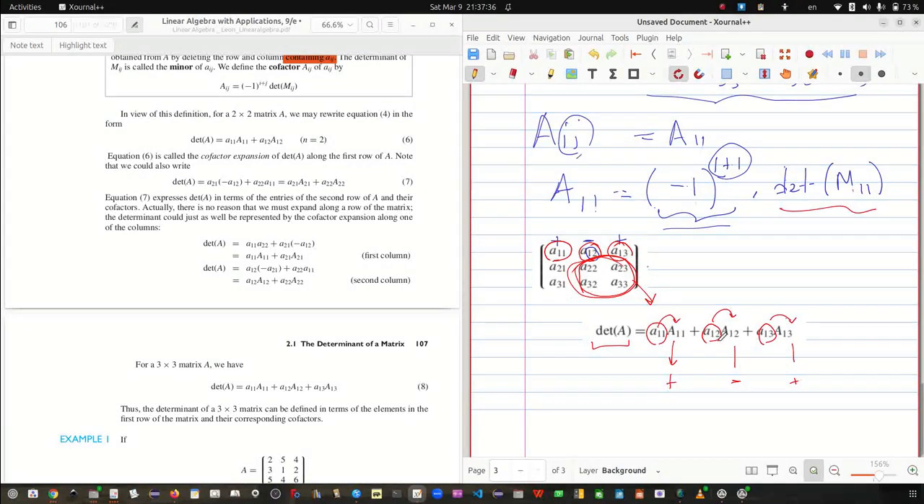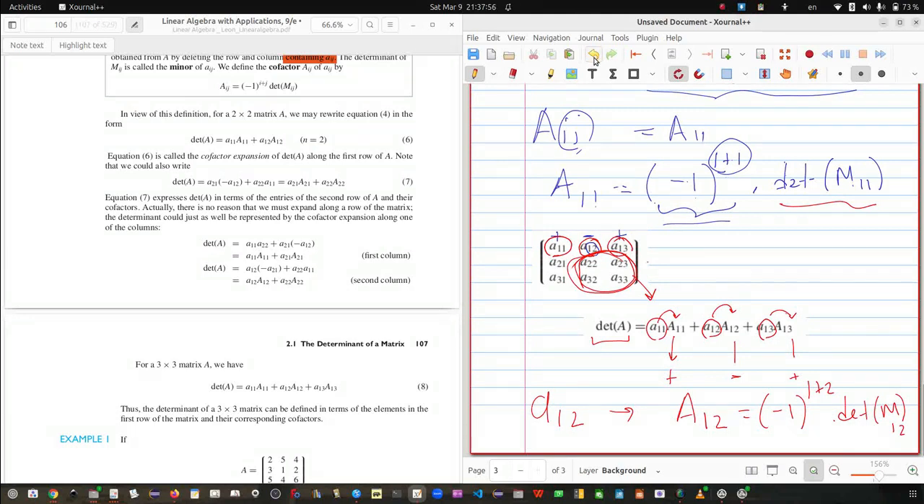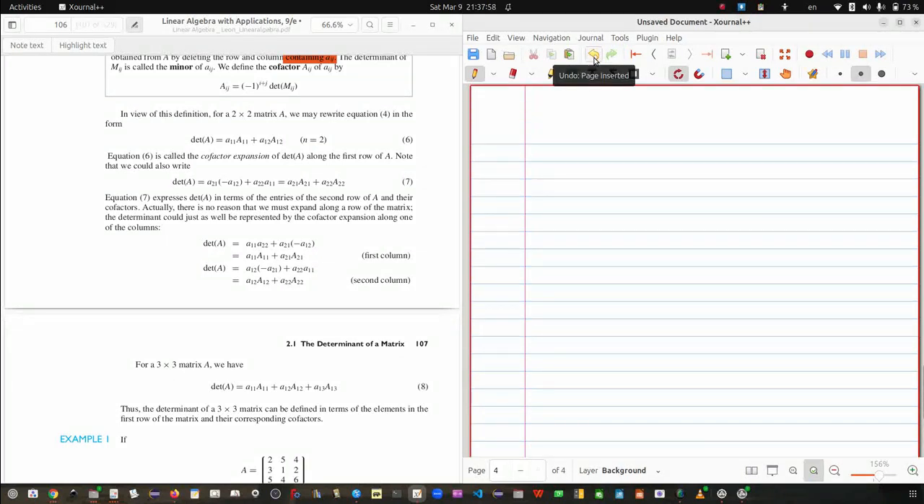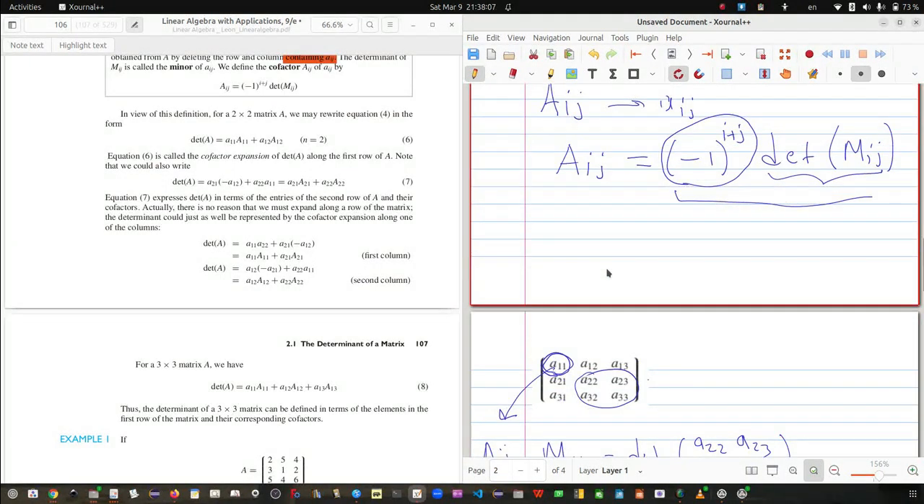Similarly, when we are talking about A12, then the cofactor A12 is equal to minus 1 to the power 1 plus 2 times the determinant of the minor, 1, 2. And what is that? Let's go to a new page. Control D, I think. Yes. We are talking about this, and then let me take this one again.